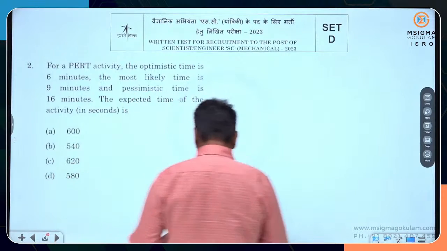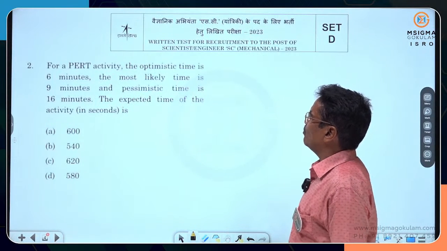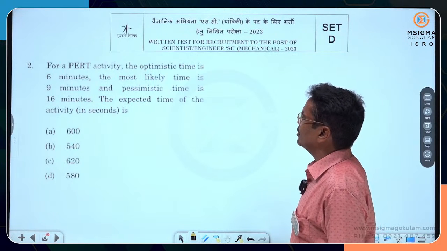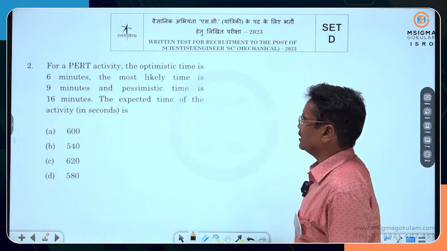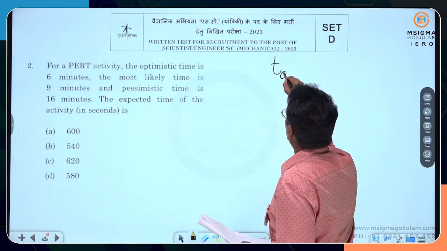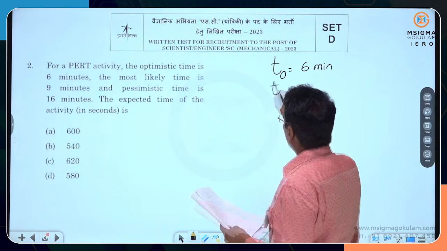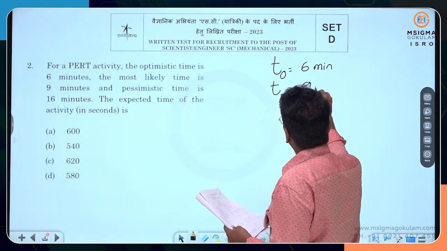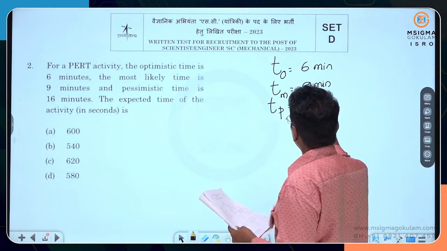The second question goes like this. For a PERT activity, the optimistic time is 6 minutes, the most likely time is 9 minutes, and the pessimistic time is 16 minutes. The expected time of the activity in seconds is. So the given data is: optimistic time is 6 minutes, most likely time is 9 minutes, pessimistic time is 16 minutes.